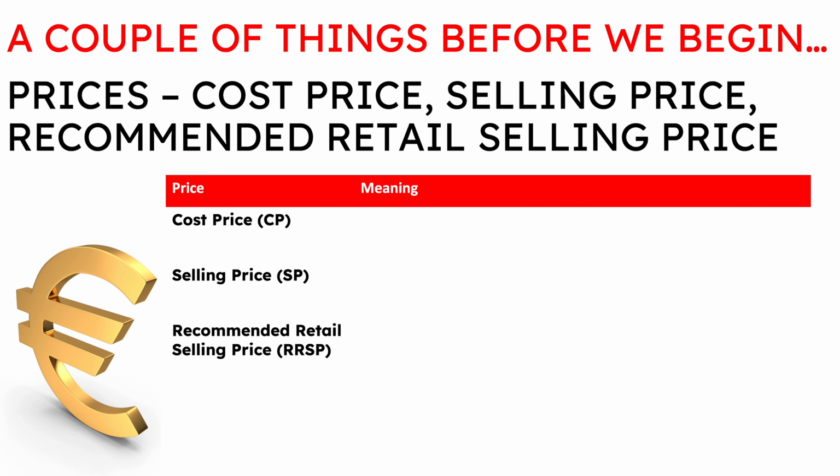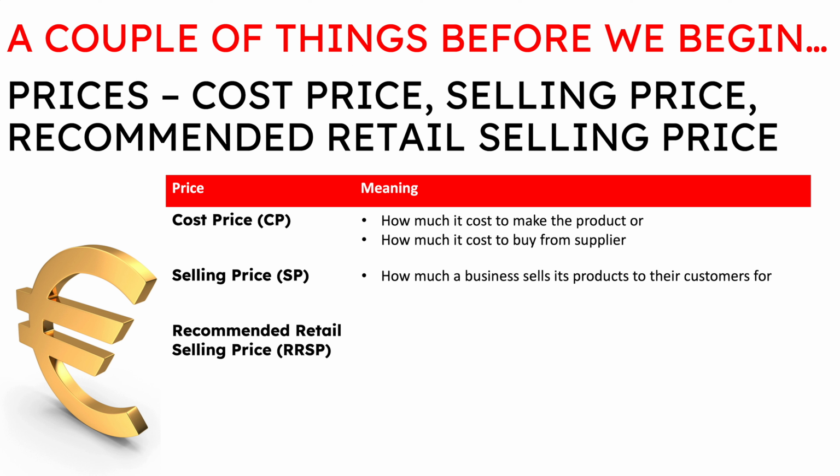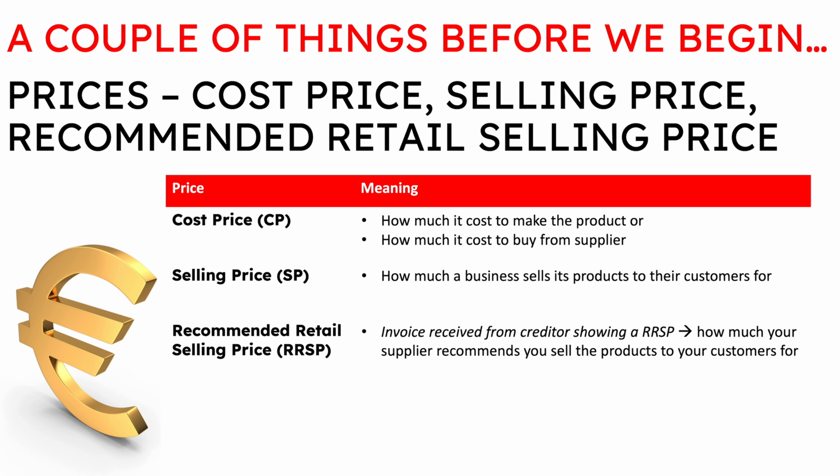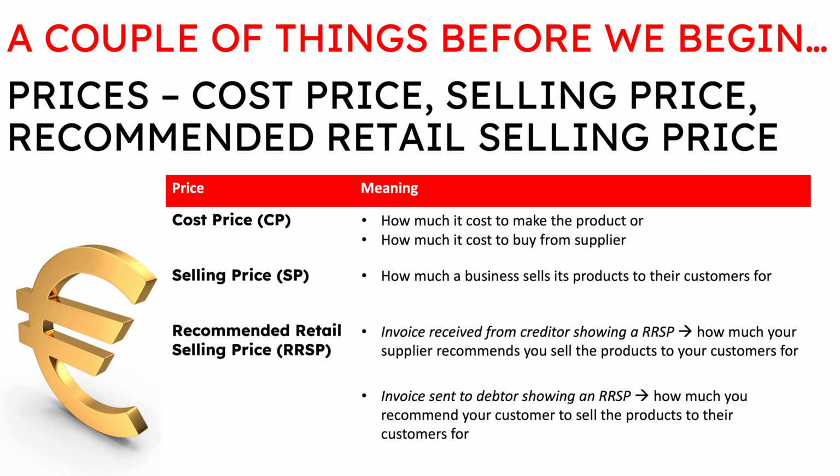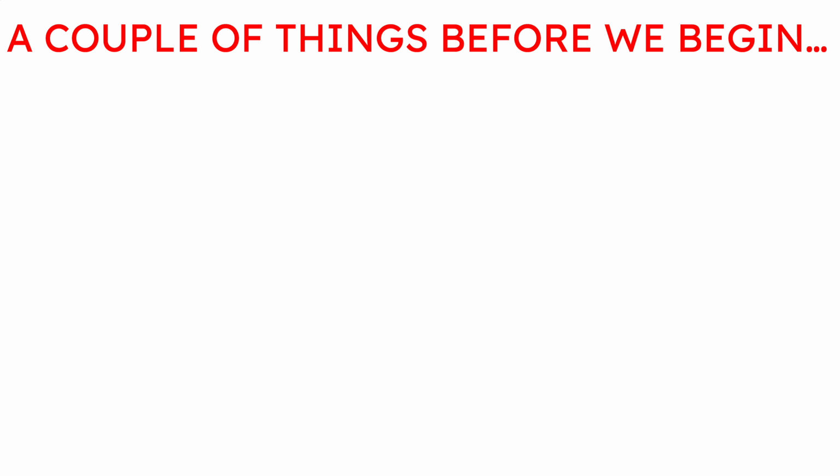Prices. So the difference between cost price, selling price, recommended retail selling price. It's kind of important to know this when you're looking at all the different types of adjustments. So cost price is how much it costs to make the product or how much it costs to buy from the supplier. Selling price is how much a business sells its products to their customers for, and recommended retail selling price is invoice received from a creditor showing an RRSP, means how much your supplier recommends you sell the products to your customers for, and invoice sent to your debtor showing an RRSP is how much you recommend your customer to sell the products to their customers for.